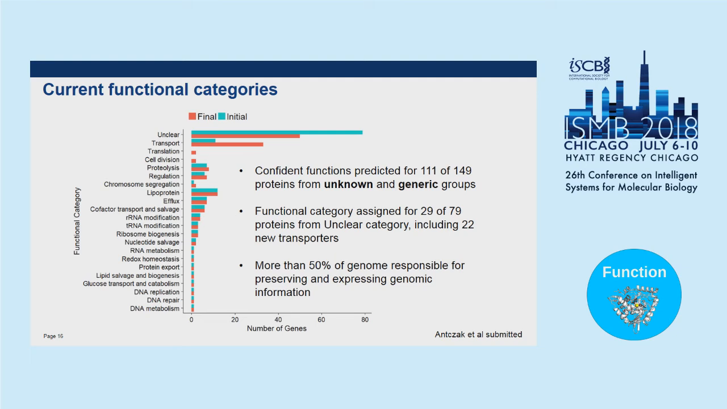We were able to assign a functional category to 29 of the proteins from the initial unclear category, including 22 new likely transporters, 2 translation proteins, 2 cell division proteins, and 1 each from proteolysis, regulation, and chromosome segregation categories. And the final results suggest that more than 50% of the genome is responsible for preserving and expressing genomic information. The second largest group is also cell membrane related proteins, which is around 22% of the genome.